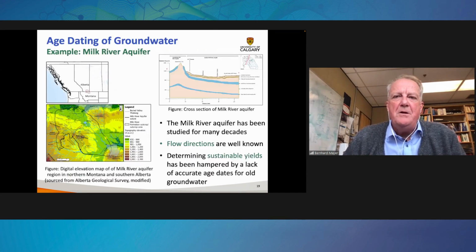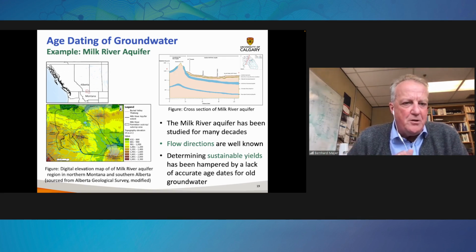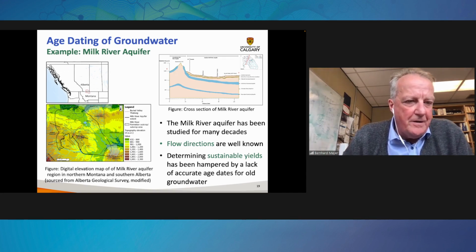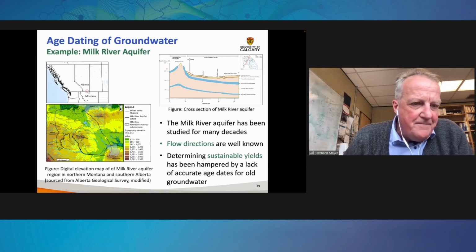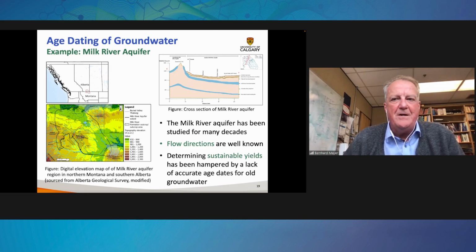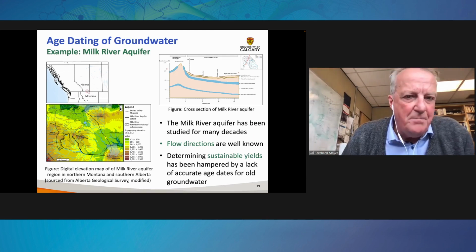In the last couple of minutes I want to come back to groundwater age dating and show you an example from the Milk River Aquifer, which is a cross-boundary aquifer where groundwater recharge typically happens in northern Montana in the Sweetgrass Hills, and then the groundwater infiltrates into the subsurface and migrates northwards into southern Alberta.